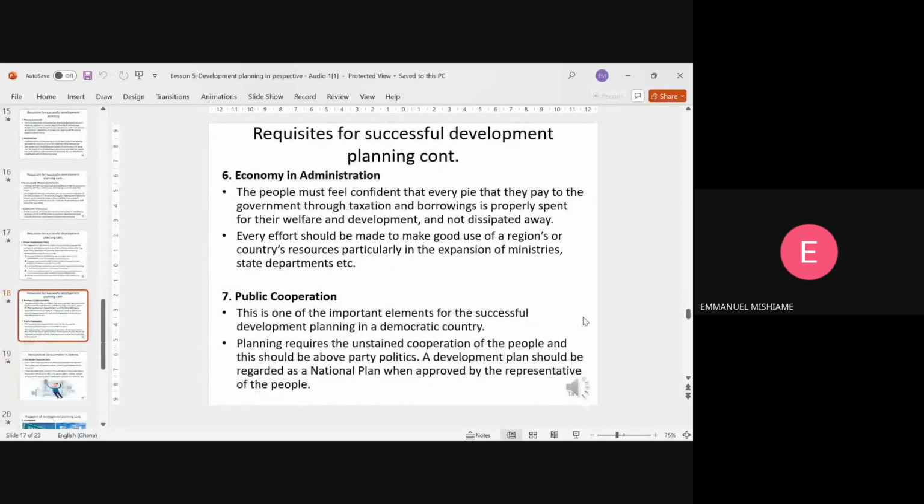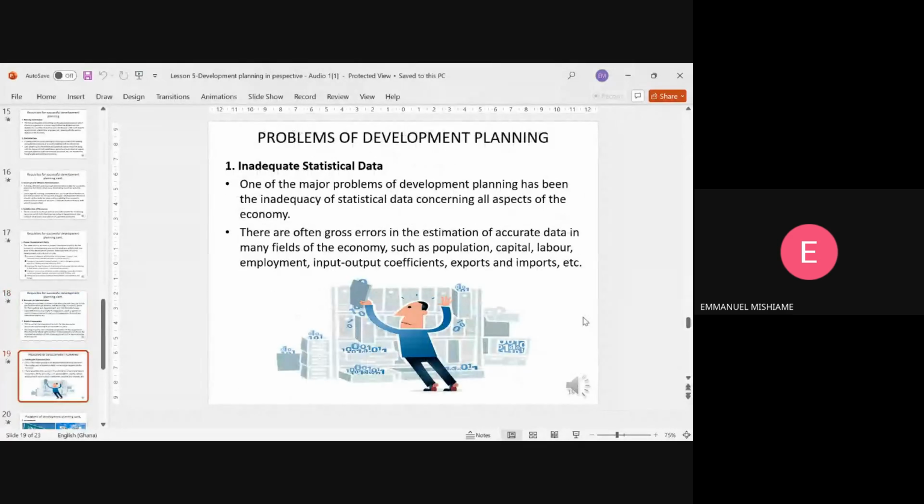All right. Then you have economic administration, you also have public corporations and what have you. All of these things, as I told you, once you are able to get about four or five in your mind, you should be good to go. All right. So these ones, you can also read them for your understanding.